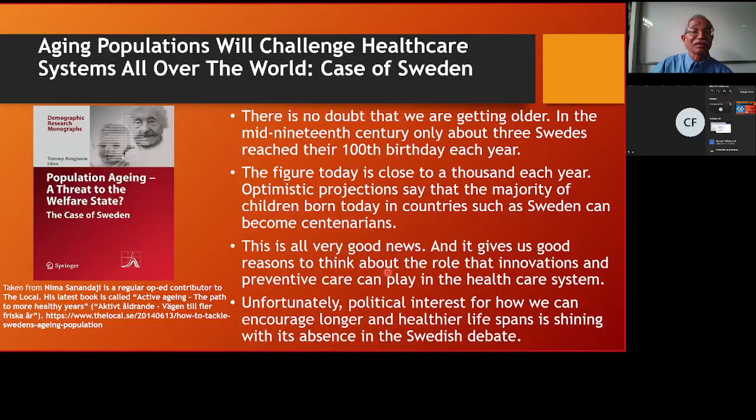So there is no doubt that we are getting older. In the mid-19th century, only about 3 Swedes reached their 100th birthday. Now the figure is close to 1,000 each year who survive up to 100 years. And an optimistic projection is that the majority of children born in this country will become centenarians. This is all good news, but it provides a big challenge, and the political interest is how to encourage longer living and take up the challenge.